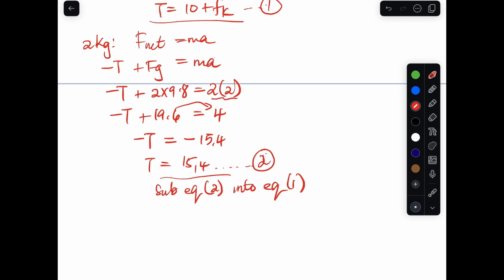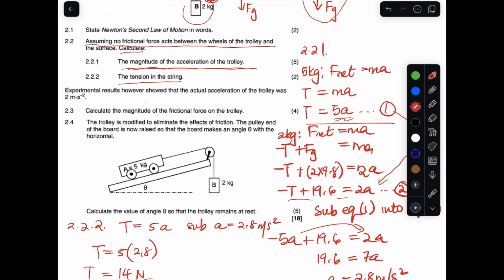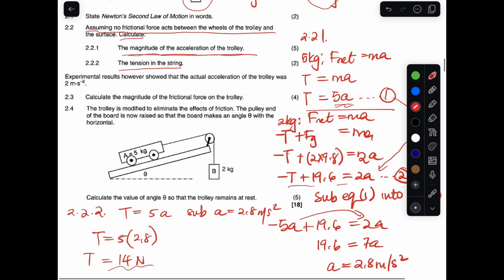So what are we going to do? We'll have 15.4 equal to 10 plus Fk, and then this will go to that side. So your Fk will be 5.4 newtons. Okay guys, the last part of the question, which is 2.4.